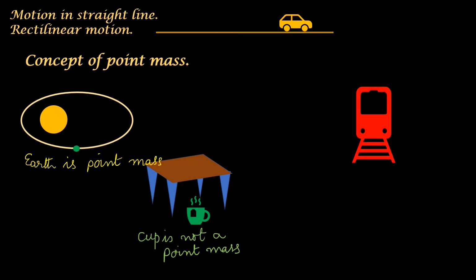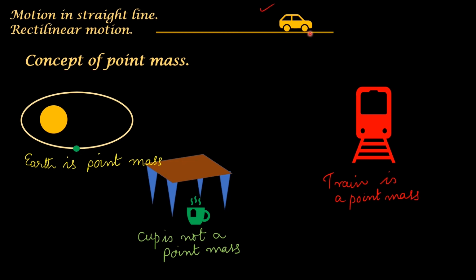Yet another example, a train moving on rails. The distance traveled by the train is much greater than the size of the train. So the train can be considered a point mass. Let us take this example.